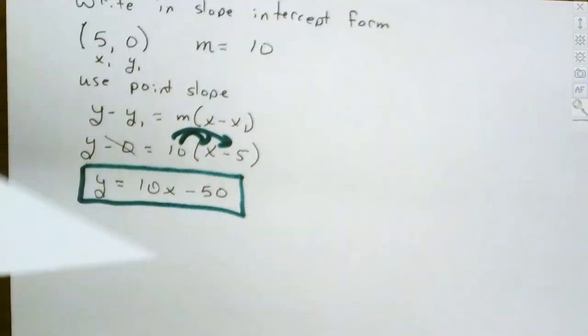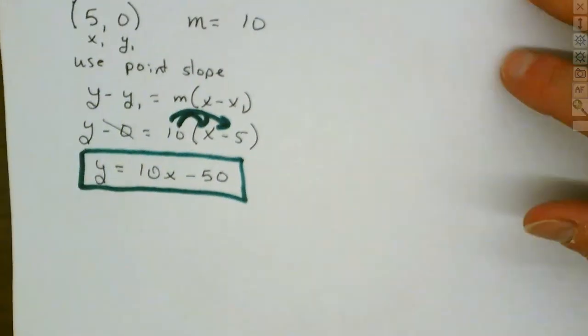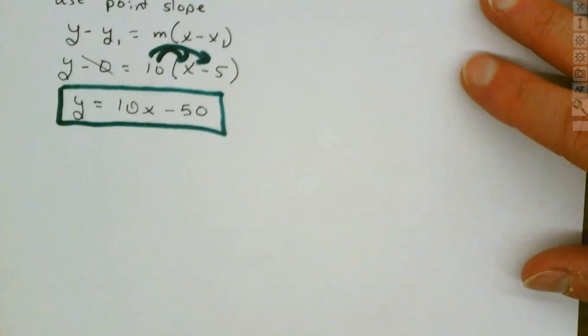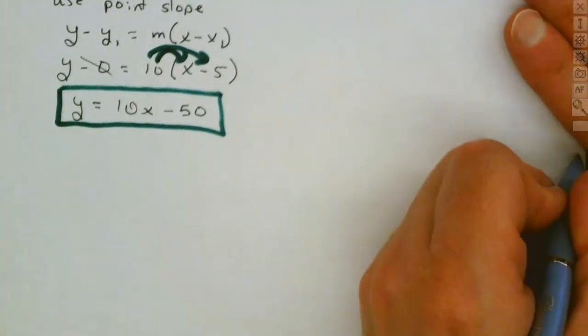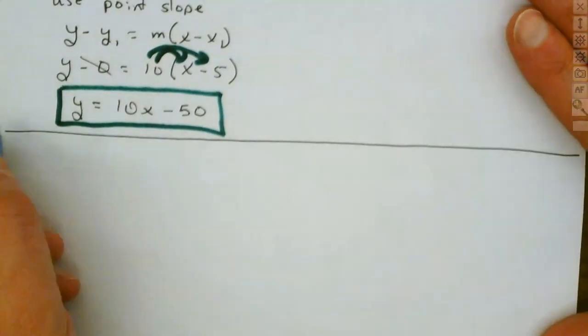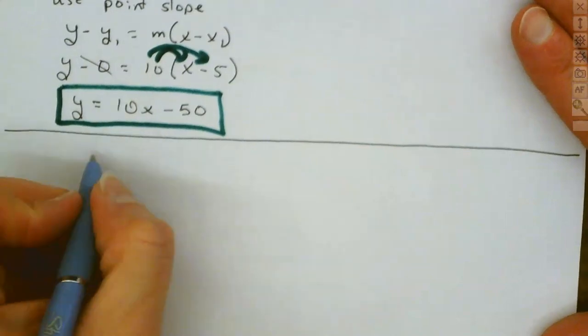Now, I want to look at two more of them where we're going to write these in standard form, but they're either going to have a 0 slope or they're going to have an undefined slope. So these we're going to write in standard form.